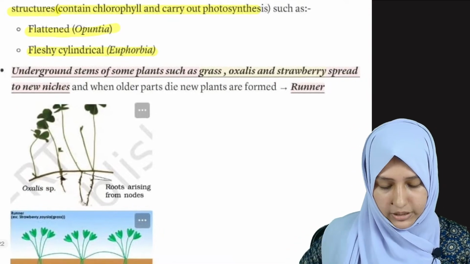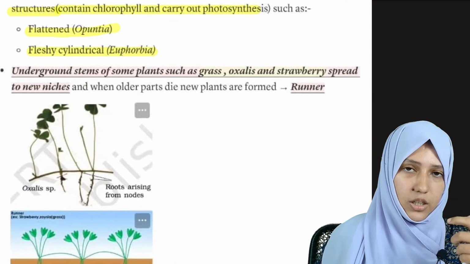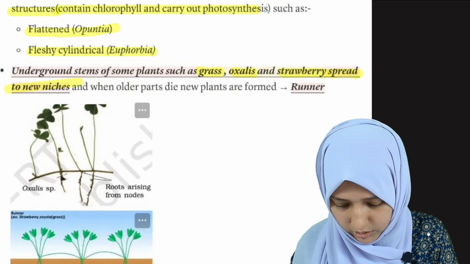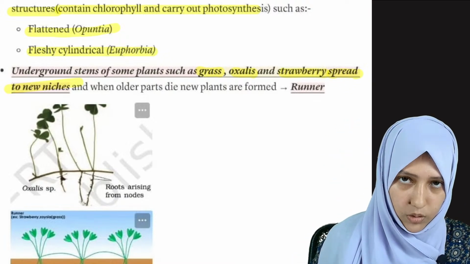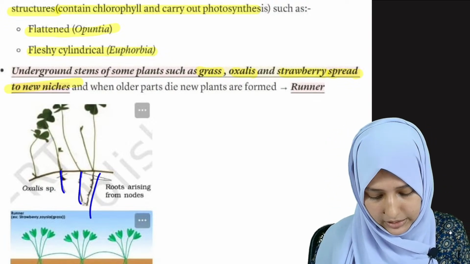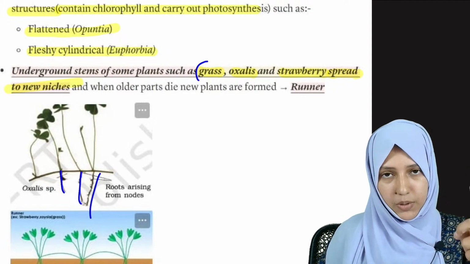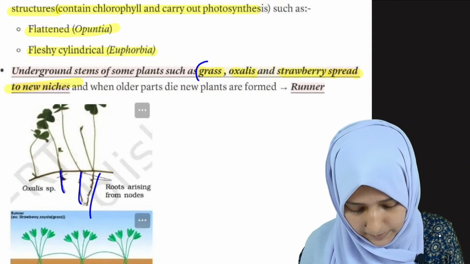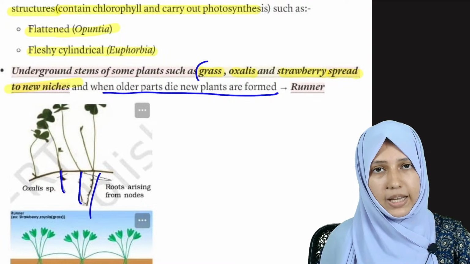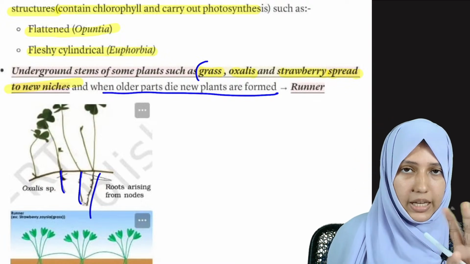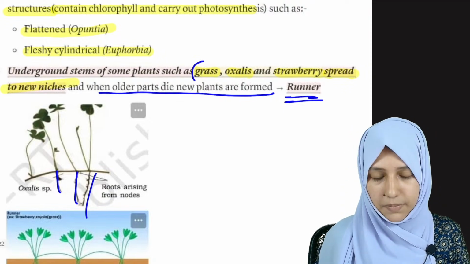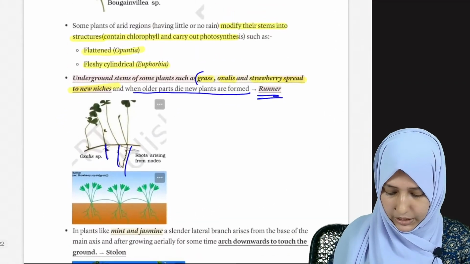Now the underground stems of some plants such as grass, oxalis and strawberry spread to new niches. What are new niches? New niches are their new environment. So the underground stems of oxalis and other plants like grass and strawberry develop into new areas, and the older plants die. So they have underground stems, and when the plants die, there will be a new plant formation at that area. This type of propagation is known as runner. Clear?